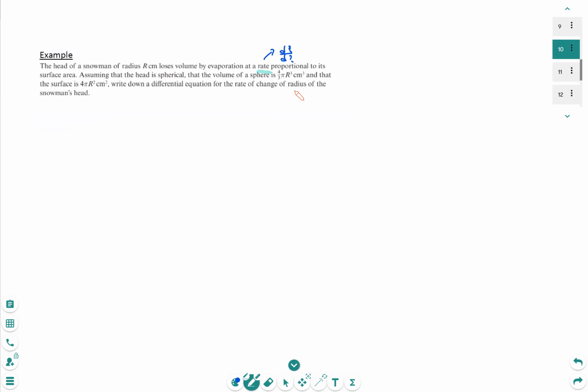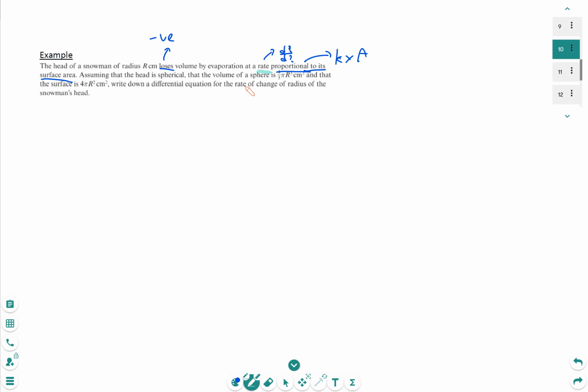Now, I want you to look at this. Loses volume: loses means negative. Minus ve means negative, or if you don't write abbreviations, you can write negative. Volume by evaporation at a rate proportional to its surface area. So k times surface area means k times a. Proportional to a surface area means k times a.